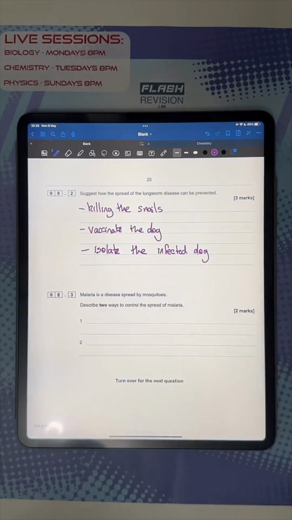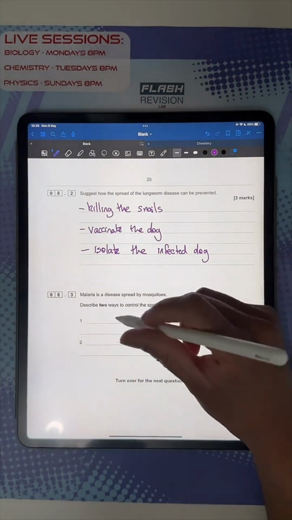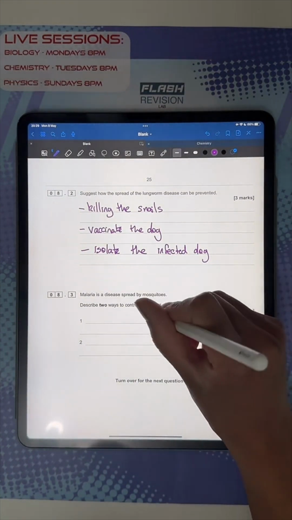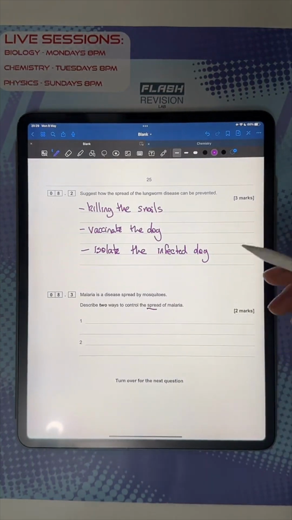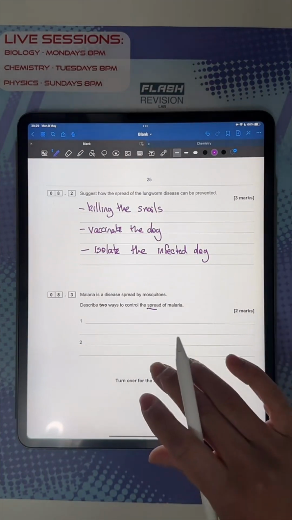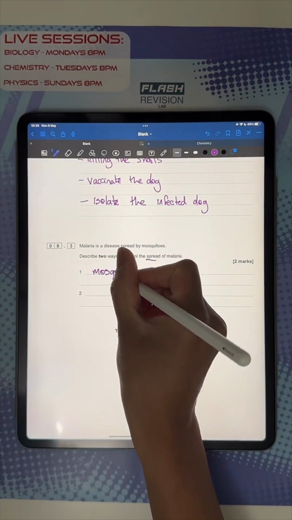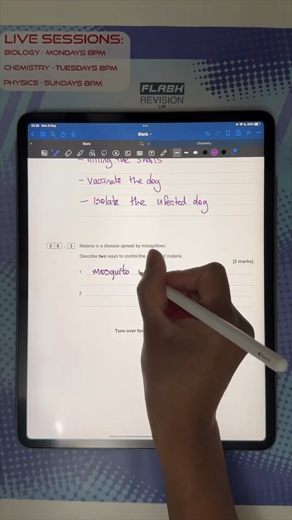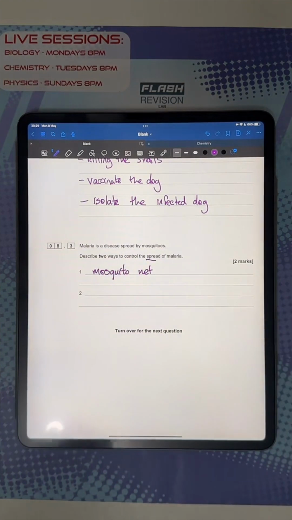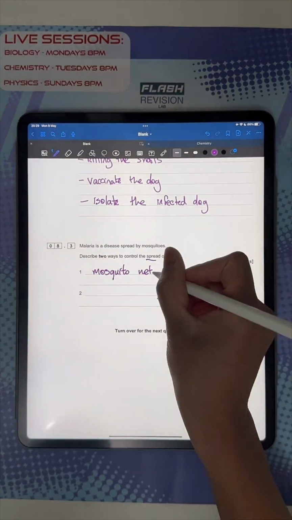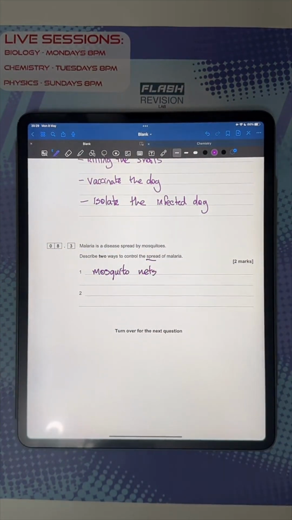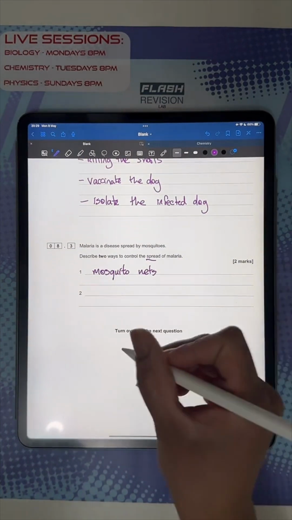Good. Okay, next. We've got another question about malaria. I think it's describe 2 ways to control the spread of malaria. So it's linked to this one. What are 2 ways we can control spread? Mosquito nets, yes, good. Insect repellent or pesticide, good.